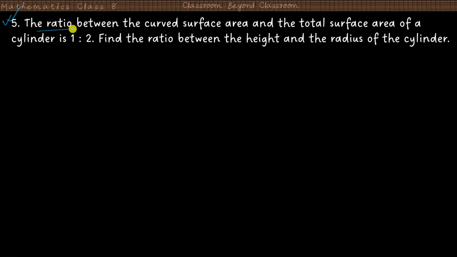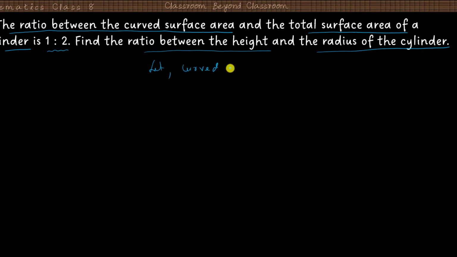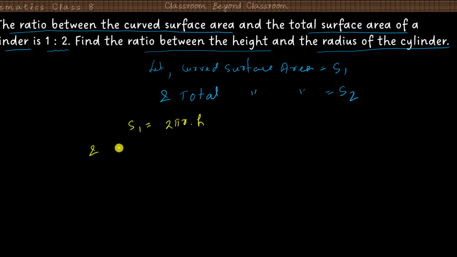Question number 5. The ratio between the curved surface area and the total surface area of a cylinder is 1:2. Find the ratio between the height and the radius of this. So let curved surface area be S1 and total surface area be S2. Now S1 is equal to twice pi r into h, and S2 is equal to twice pi r squared plus twice pi r h, that is equal to twice pi r common, r plus h.